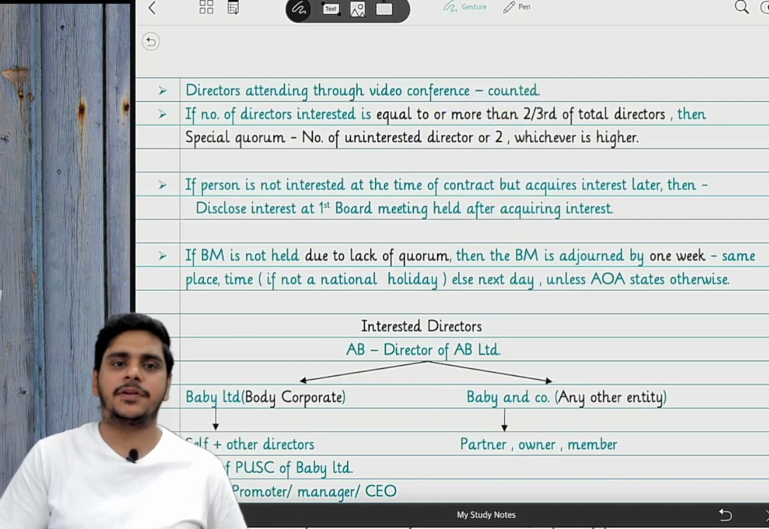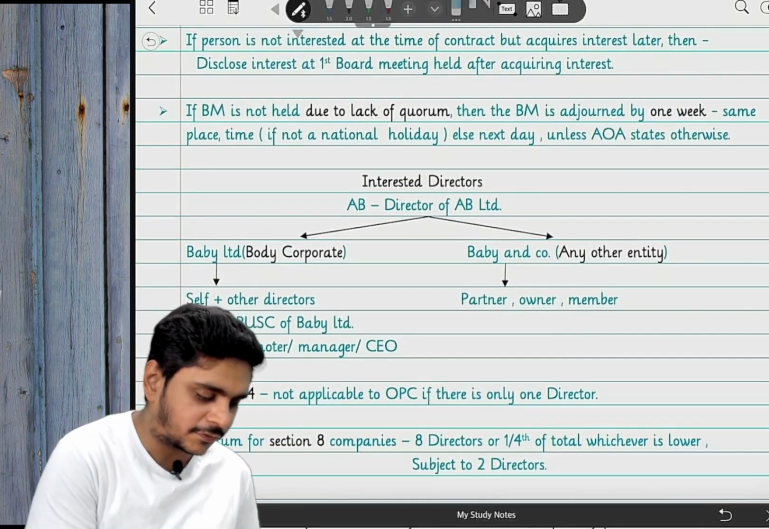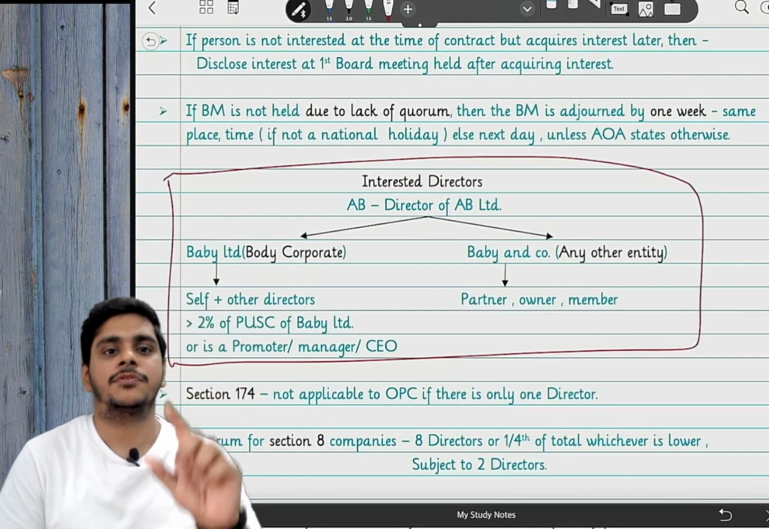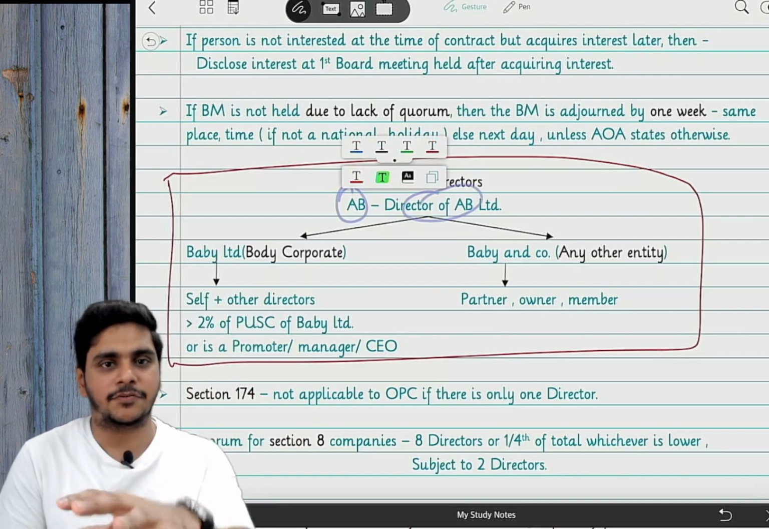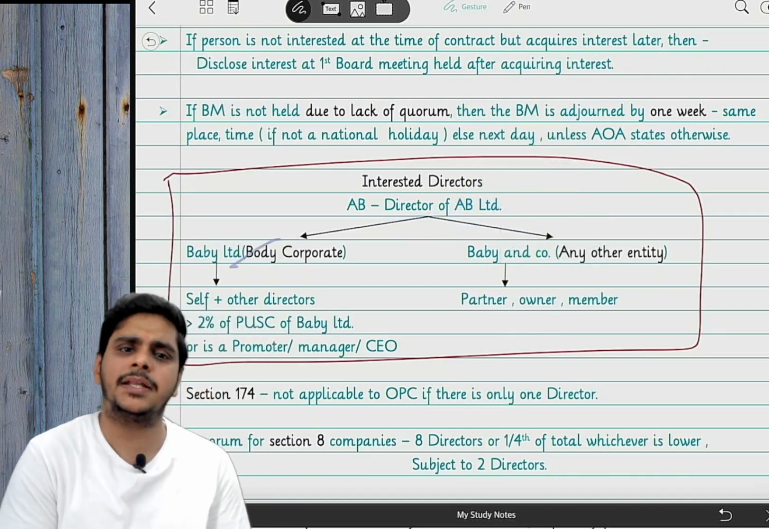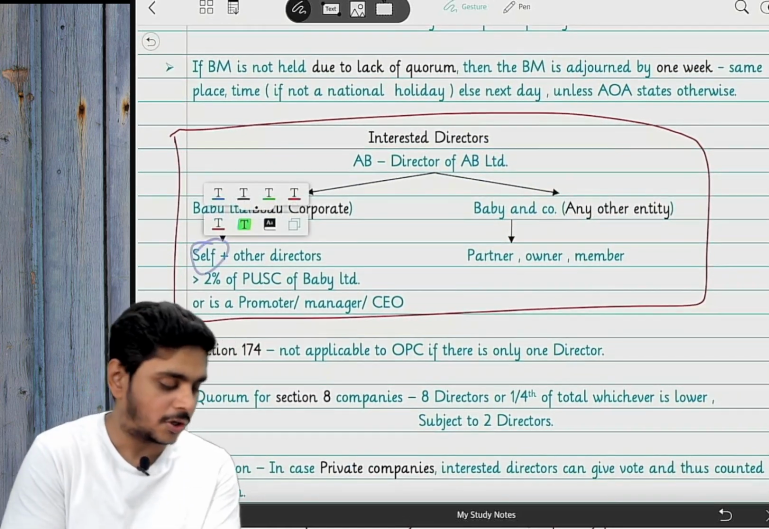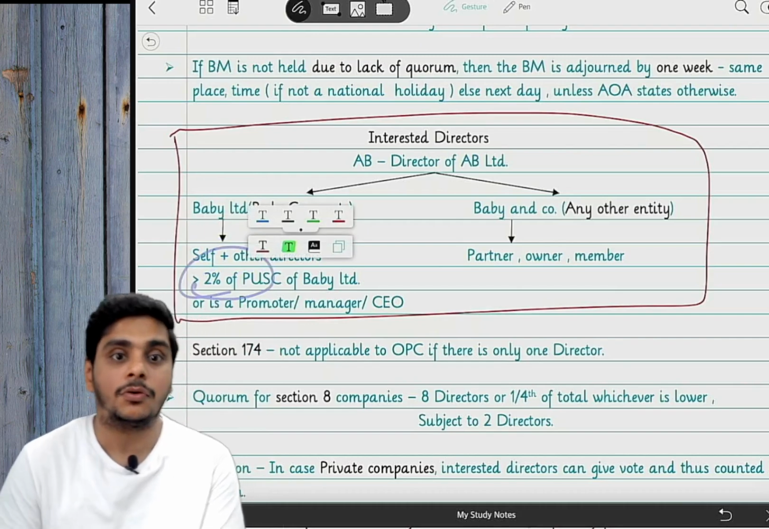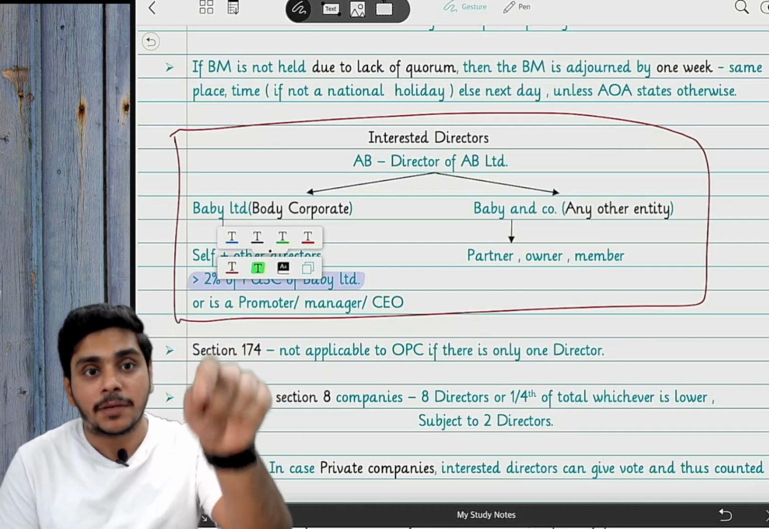First, let's understand what an interested director is. This is the definition of interested director, only for your reference to understand how to calculate it. So AB is a director of AB Limited. Our company AB Limited is entering into a transaction with Baby Limited. Baby Limited means any body corporate, wherein AB alone, or along with other directors, holds more than 2% of the paid up share capital of Baby Limited.